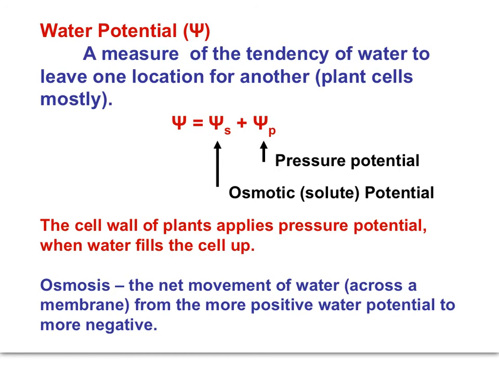To follow in the pattern of defining diffusion, osmosis can be defined as the net movement of water across a membrane from the more positive water potential to the more negative water potential, from high water to low water.